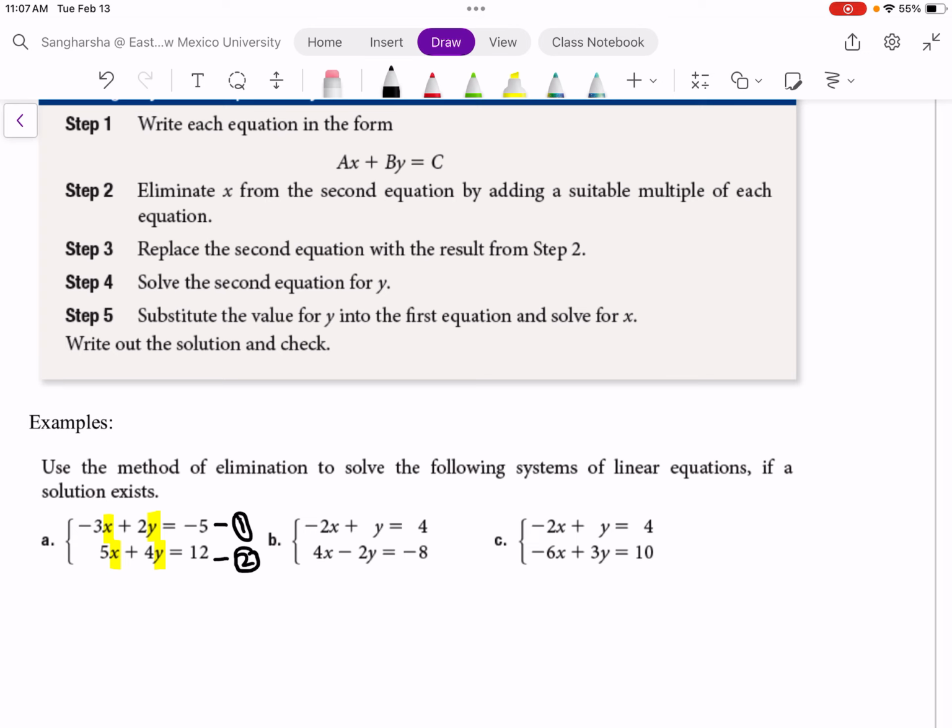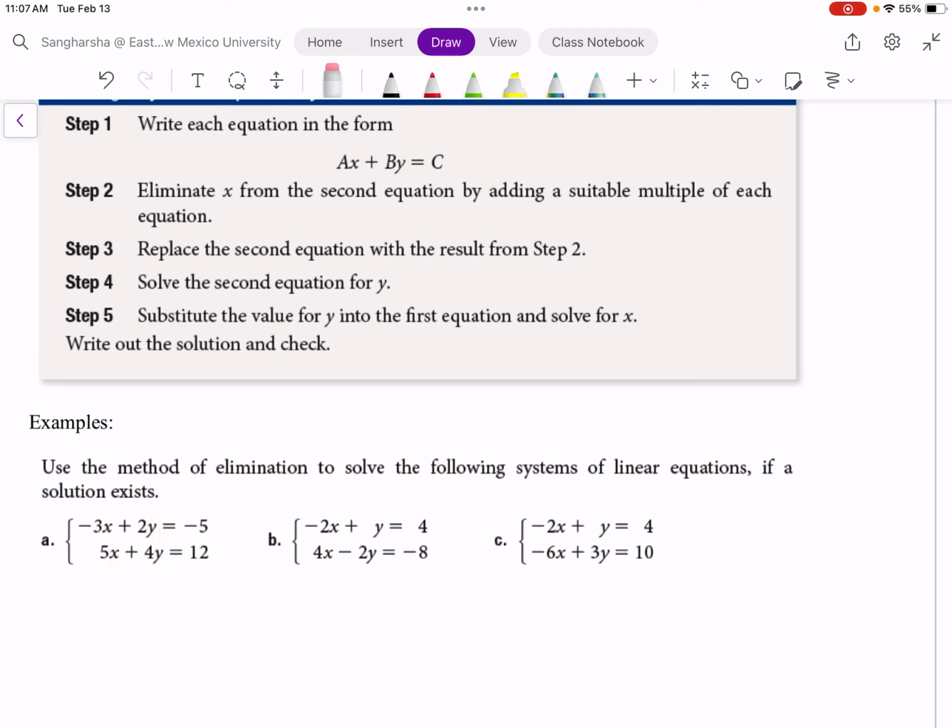So you eliminate one variable. It doesn't matter which variable you eliminate. You can eliminate x or you can eliminate y. And how do we eliminate? By adding or subtracting equations 1 and 2. Now, if we add or subtract these two equations, is there any way we could eliminate?